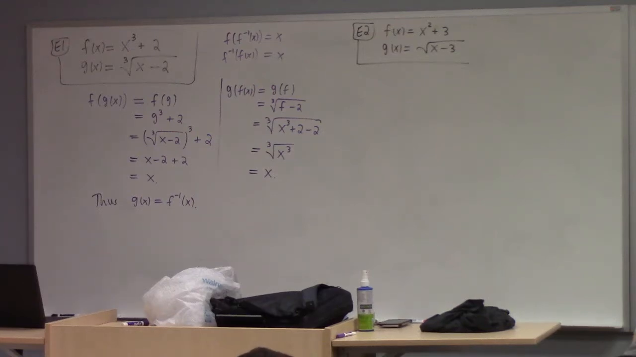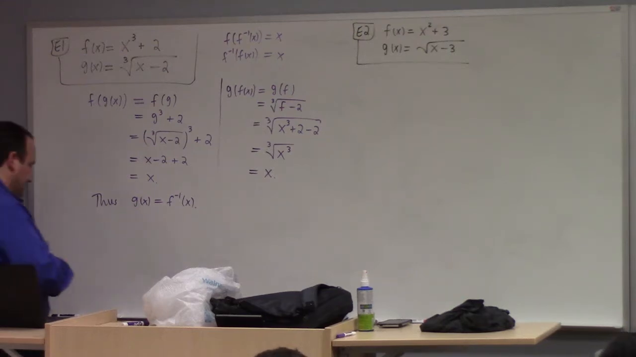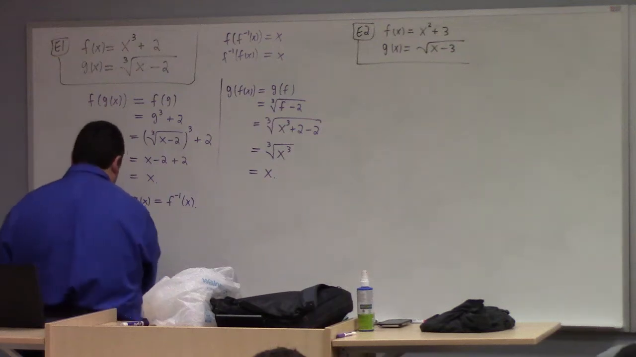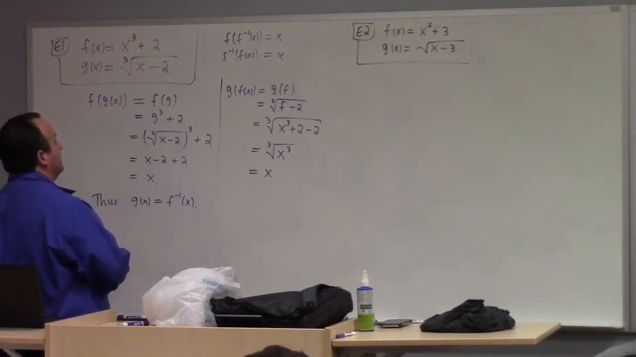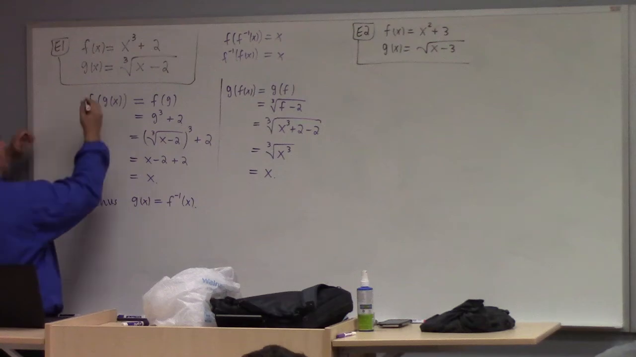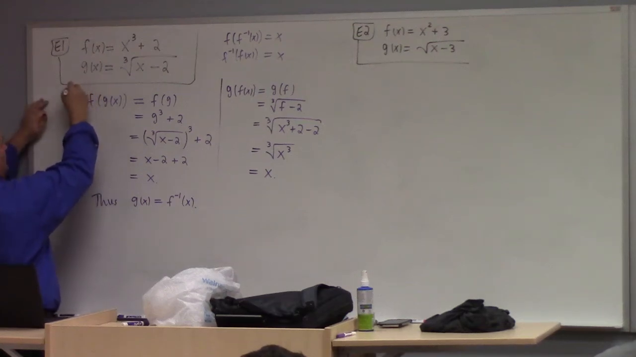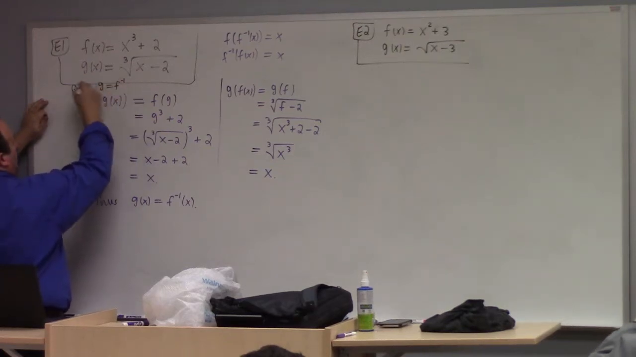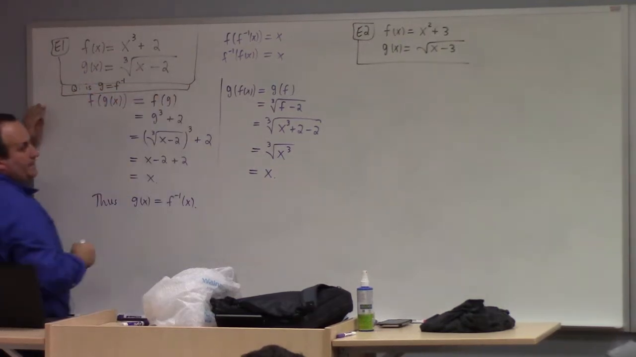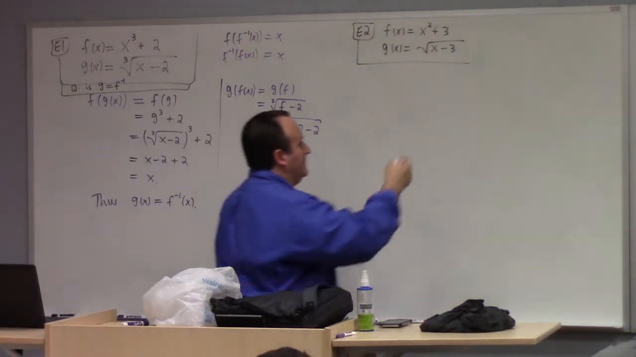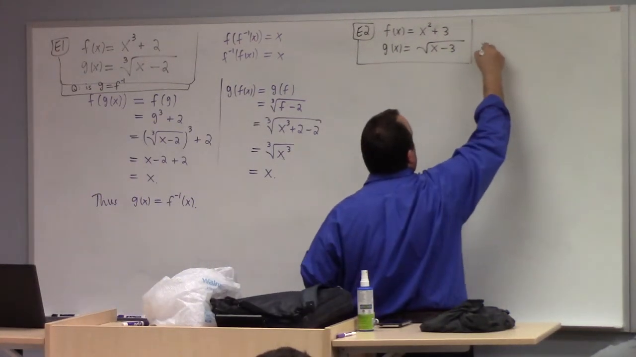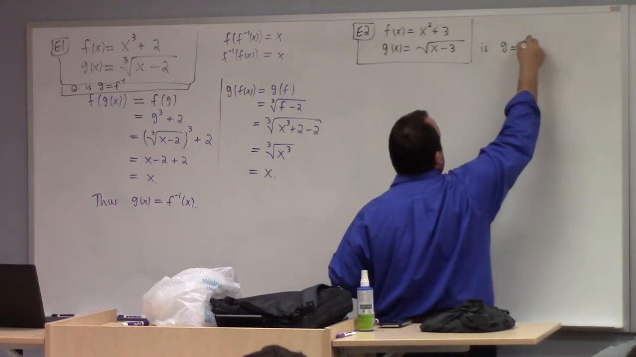Is it surprising that an inverse function for f exists? My question to you is, is f a one-to-one function? What do you guys think? What's the graph of f look like here? So the instructions here, it was just a question, right? Is g equal to the inverse function of f? That was the whole question here, okay? The question for the next example is the same. Is g the inverse function of f?